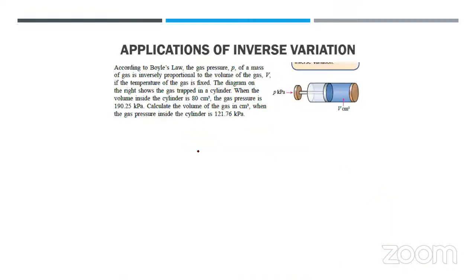Applications of inverse variation. So if you take physics or take mechanics, you'll learn about Boyle's law, where pressure is inversely proportional to volume, okay? So let's just read about how inverse variation can correlate with Boyle's law. According to Boyle's law, the gas pressure P of a mass of gas is inversely proportional to the volume of gas V. So from this already, I can tell that P is inversely related to 1/V. If the temperature of the gas is fixed, the diagram on the right shows the gas trapped in a cylinder.